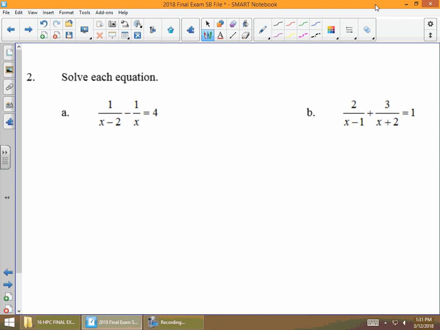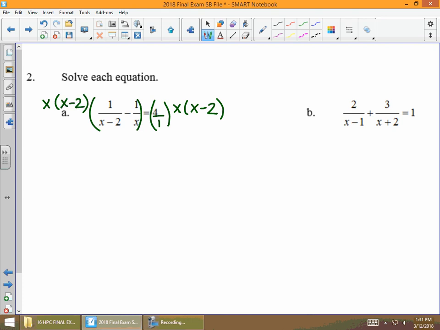We're going to multiply by the least common denominator, or really you can just think that you're going to multiply by all of the denominators that you have. So here, to clear our denominator for 2a, we need to multiply by x times x minus 2. And this is 4 over 1. I'm going to multiply both sides by x times x minus 2.